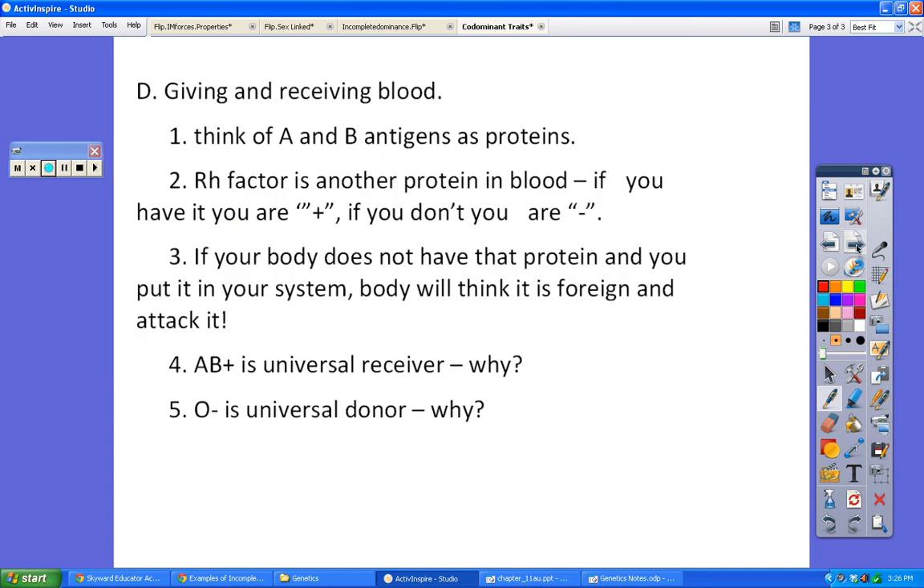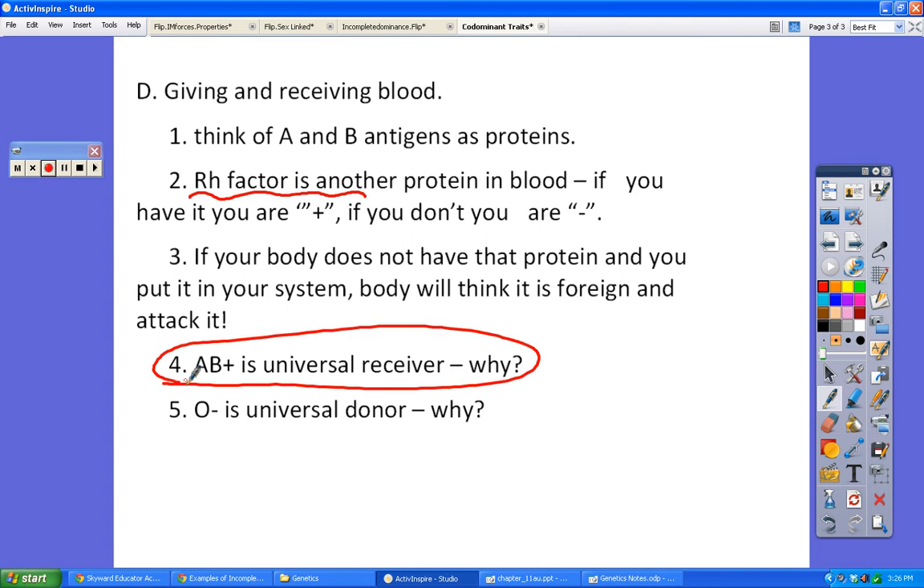There's a few additional things here that we're going to talk about. And at this point, I'm just going to let you copy these down in your notes if you haven't already. And we're going to talk a little bit about this rhesus factor, which comes from rhesus monkeys. And these two questions here, I want you to think about a little bit. Why would A be a universal receiver, and why would O be a universal donor?